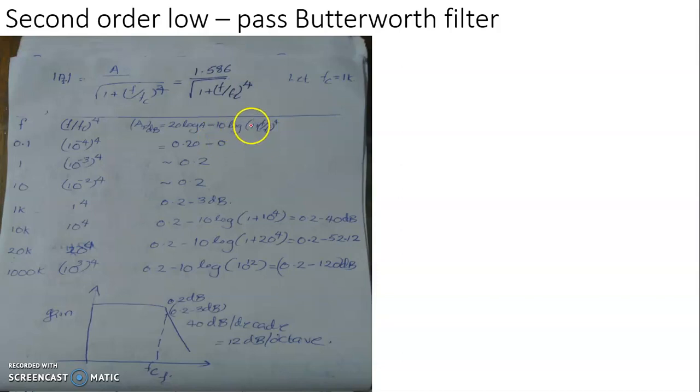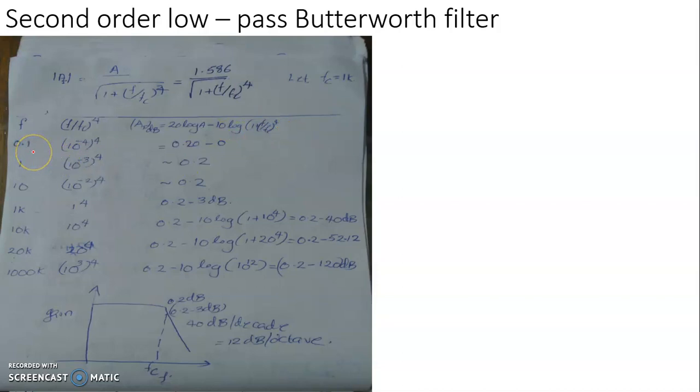Minus 10 logarithm comes from this: 20 logarithm of the root of 1 plus F by FC raised to 4. That is 20 into half logarithm of 1 plus F by FC all raised to 4. 20 into half makes it 10 logarithm of 1 plus F by FC all raised to 4.